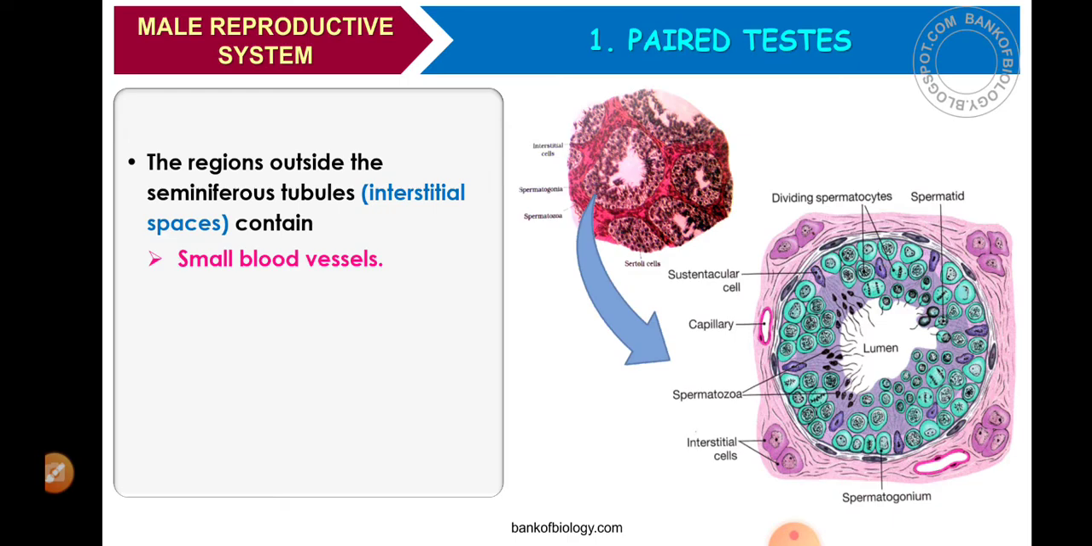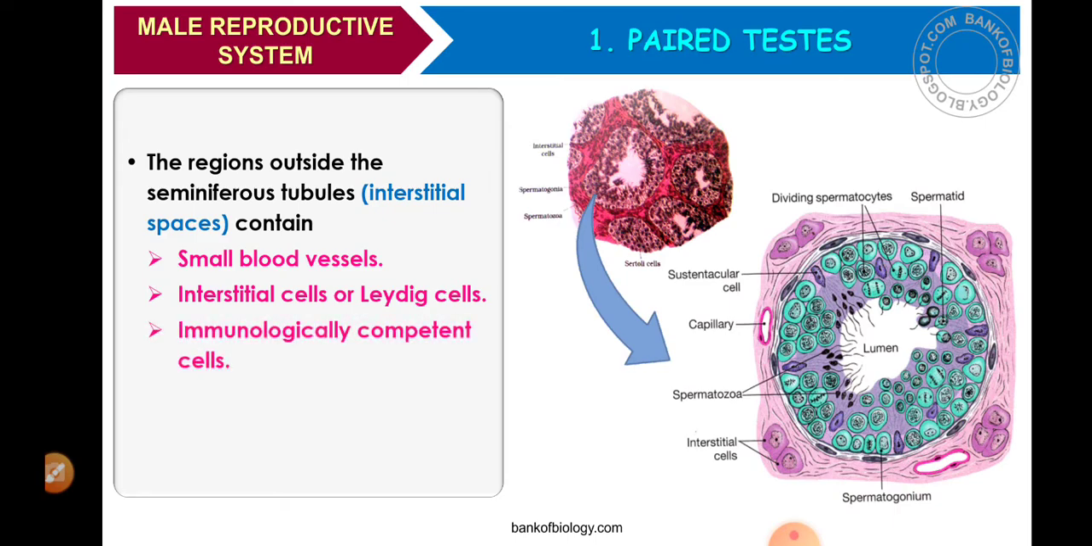The region outside the seminiferous tubules is the interstitial space. This space contains small blood vessels, interstitial cells or Leydig cells, and immunologically competent cells. Small blood vessels are there, as you can understand. They help to maintain the blood supply and nutrition supply in this area.